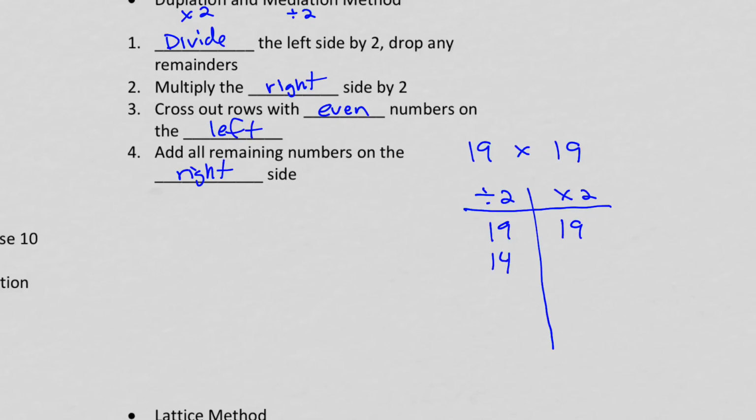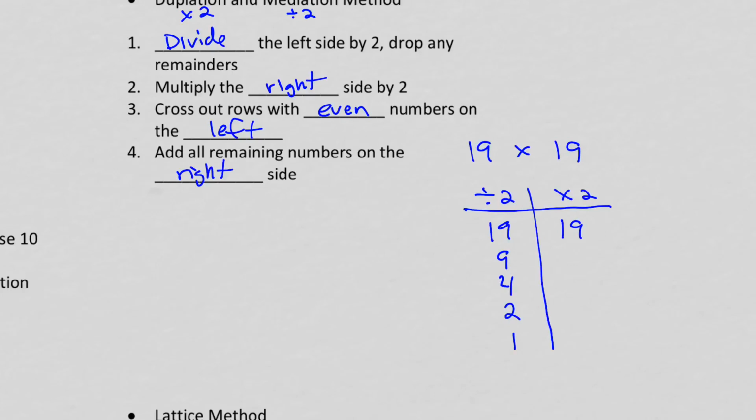I'm sorry, I meant 9 and a half. So drop the half. 9 divided by 2 is 4 and a half. We're going to write the 4, drop the 0.5, and we're going to divide this by 2, and then divide this by 2, and you stop when you get to 1.